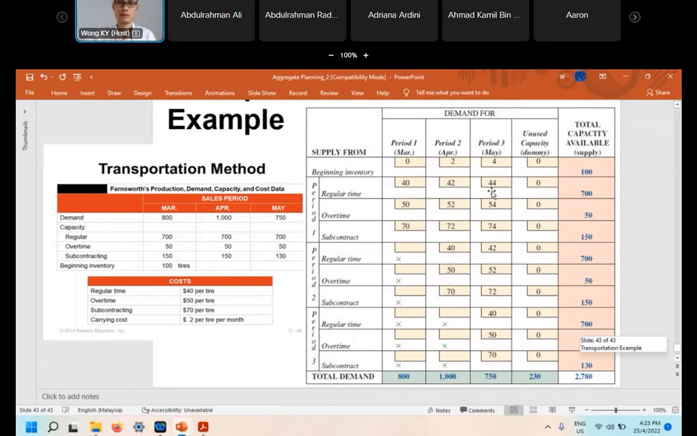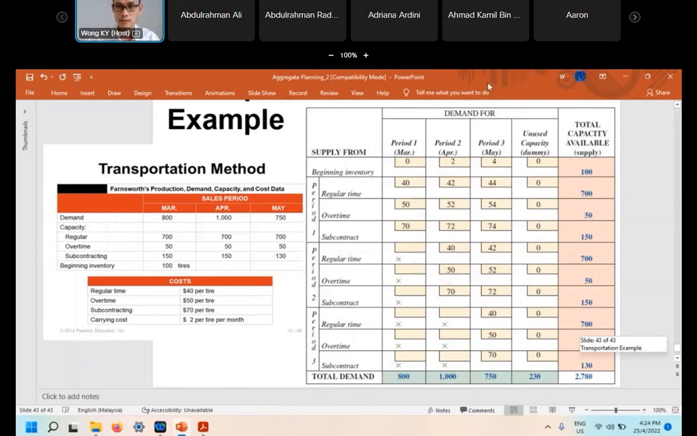Same with overtime. Overtime is given as $50 per tire. So in the first month, March, it's $50 per tire. In April, it will be 52. In May, it will be 54. And same with subcontracting costs. Subcontracting costs $70 per tire for the first month, and the second month $72, and in May $74. And here is the same, you just fill up accordingly.